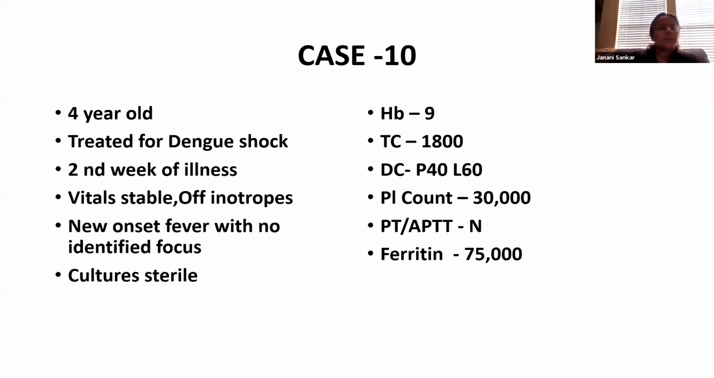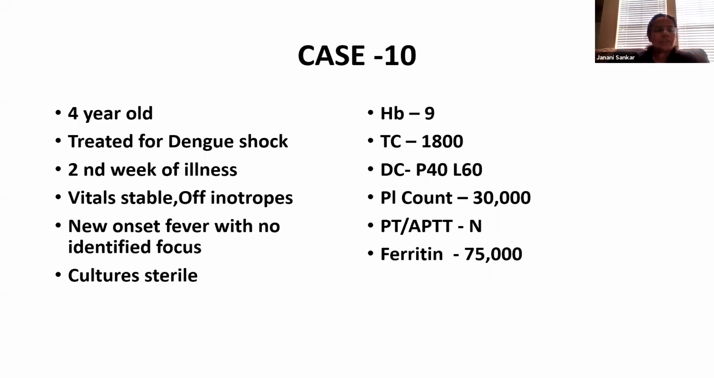Coming to the last case of the day, it's a 4-year-old child treated for dengue shock in the intensive care unit. In the second week of illness, the child was shifted out of ICU because the child was off inotropes and was okay. Vitals were stable. In the ward, the child had a new onset fever with no identified focus. All cultures were sterile, all the long lines were removed. We in fact removed the jugular line, the central venous line, the intraarterial catheter, of course, was out. When the child was out of ICU, the urinary catheter was removed.